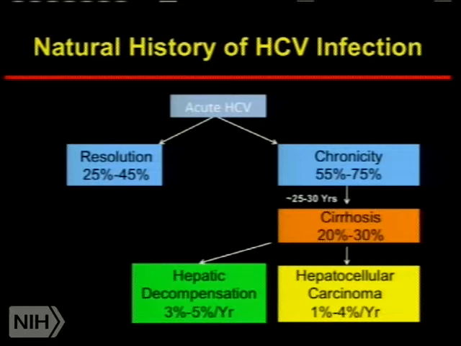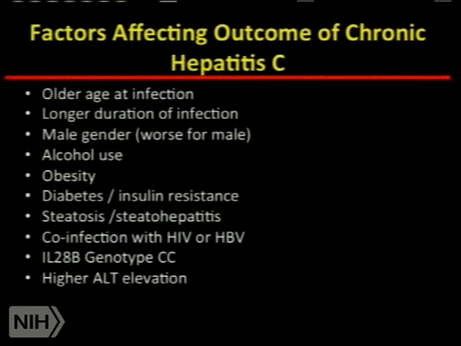So what are the factors that affect the outcome of chronic infection? There are a number of factors that have been identified: older age at infection, longer duration of infection, male gender, alcohol use, obesity, underlying diabetes or insulin resistance, steatosis or steatohepatitis, co-infection with other viruses such as HIV or hepatitis B, IL-28B genotype CC, and higher ALT levels.